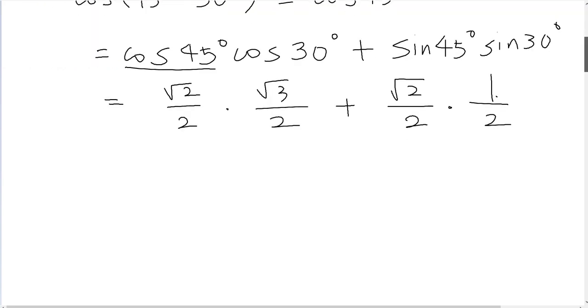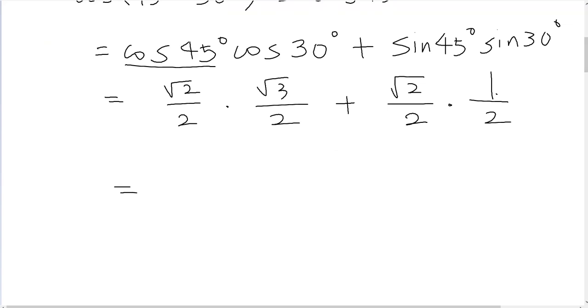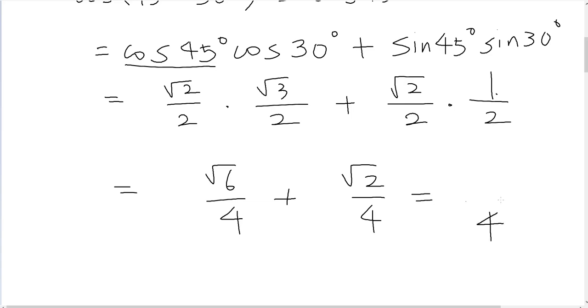Now it's just a matter of multiplying fractions. So square root 2 times square root 3 is square root 6 over 4. And square root 2 times 1 is square root 2 over 4. Since you already have a common denominator, you may write it as square root 6 plus square root 2, all over 4. And you cannot add the square root 6 and square root 2, so you will leave the answer as it is. And this is equal to the exact value of cosine 15 degrees.